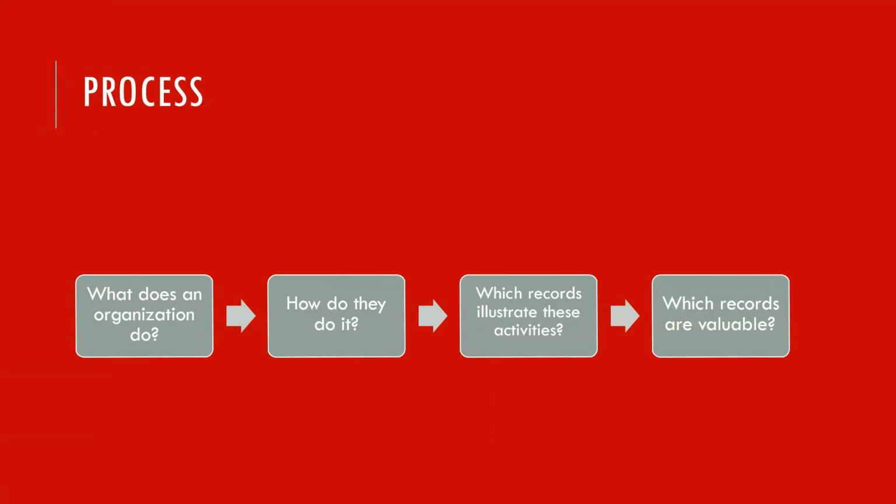Okay, so to talk a little bit more about the actual process of appraisal, here are some questions that an archive might ask during an appraisal. What does an organization do? You could say, what does a person do, or what did a person do? How do they do it? Which records illustrate these activities? And which of those records are valuable? And so these are some guiding questions that you should be asking when you are carrying out archival appraisals. So what are the important things that an organization carries out? How do they go about doing it? Which records really illustrate how an organization went about doing that, and which of those records are the most valuable to bring into a repository?